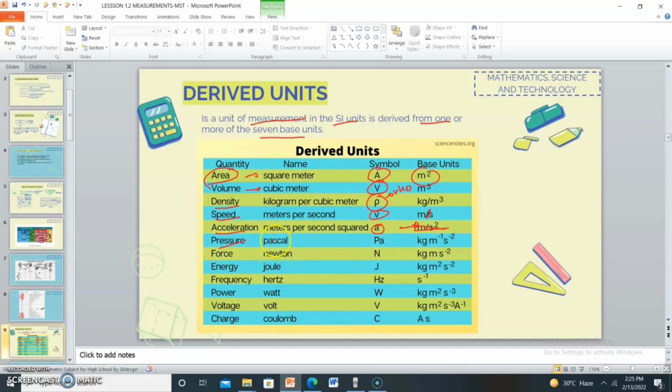Pressure, that is pascal or Pa, which is kilogram meter raised to -1 second raised to -2. Same with energy, joule, and frequency, that is hertz, power, that is watt, voltage, that is volt, and charge, that is coulomb.